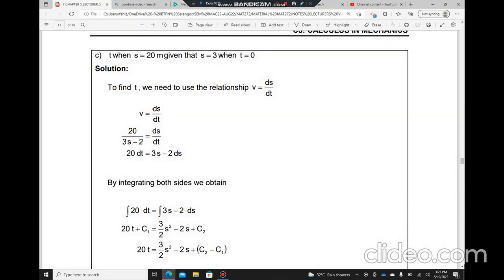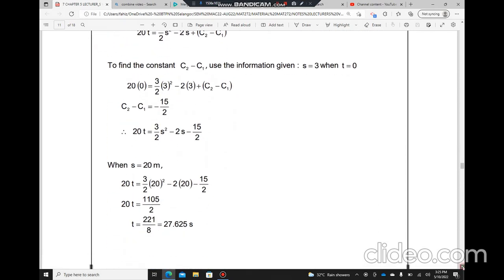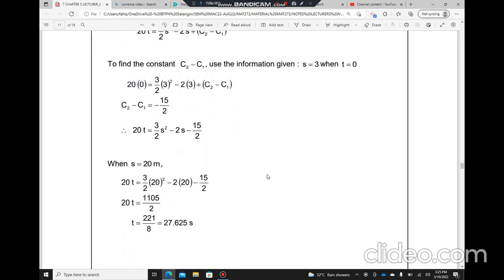Okay, then next step. Okay, to find the constant C2 minus C1, use the information given. Sebenarnya C2 minus C1 ni kita just boleh assume dia sebab dia constant kan. Constant 1 tolak constant 2 ataupun constant 1 tambah constant 2, kita just anggap dia C biasa. Constant je. So that's why kat sini ni sebenarnya dia cuma nilai constant. Apa-apa awak just combine je semua constant.